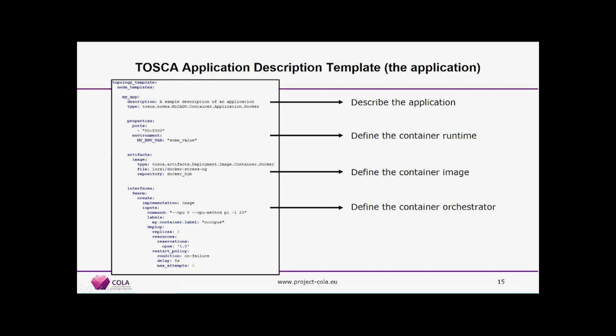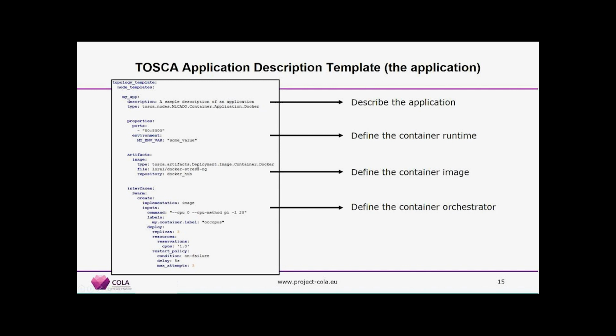The next thing we need to define is the actual image that we're going to pull to create this, and the way that TOSCA likes us to do that is to create an artifacts section and define within the artifact section a name for your image. Here we've been very boring and we've just called it image.